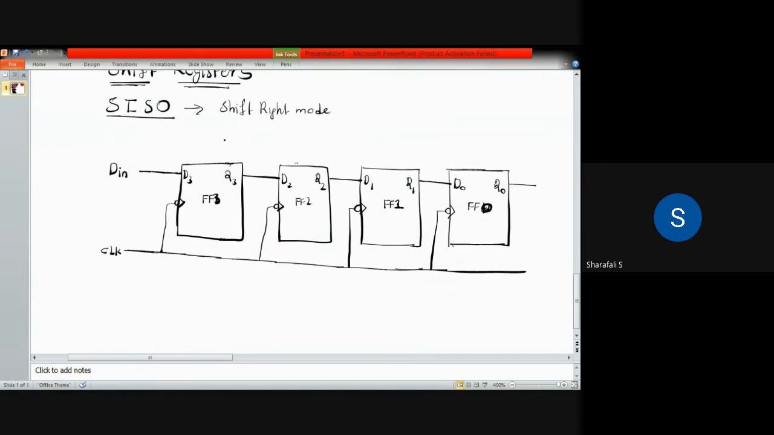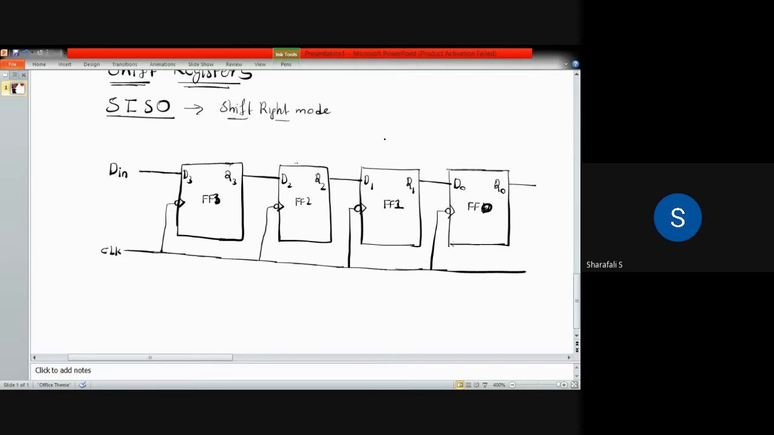Okay, because we are shifting from left to right. Similarly, we can also do the same which can shift from right to left. Both ways you can do. So this one is shift right mode. Shift right mode means we are shifting towards the right.